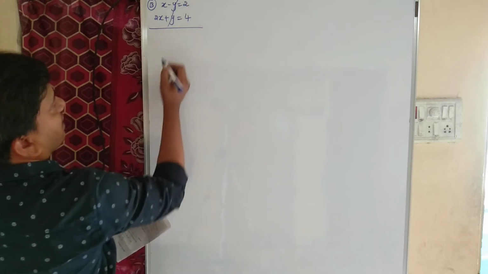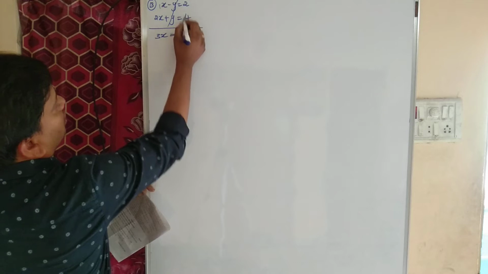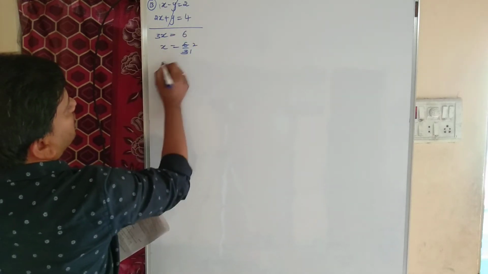So minus y plus y gets cancelled. x plus 2x, 3x, 2 plus 4, 6. So x equal to 6 by 3, 3 2s are 6.